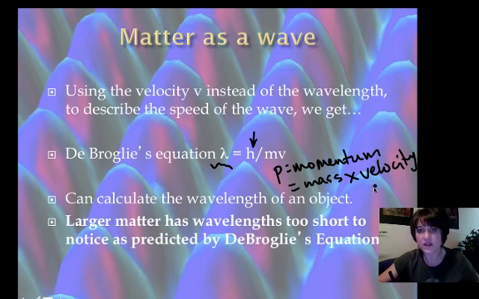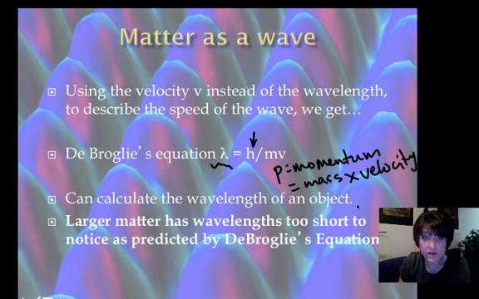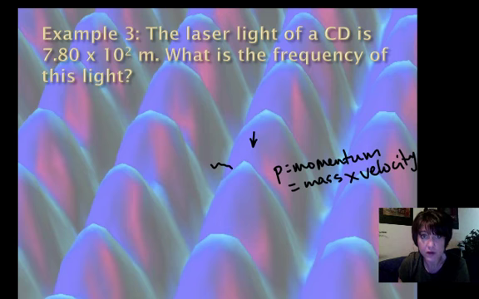So we can calculate the wavelength for any object, whether it's made of energy or made of matter. We can calculate its wavelength because it's going to be proportional to its mass times its velocity. A larger particle has a wavelength that's too short to notice, too short to be able to measure, as predicted by de Broglie's equation. So let's do an example here.